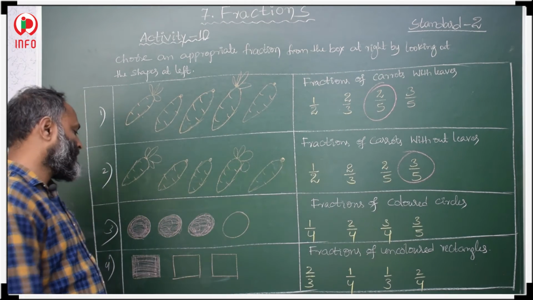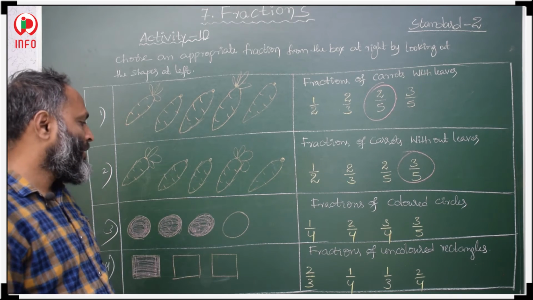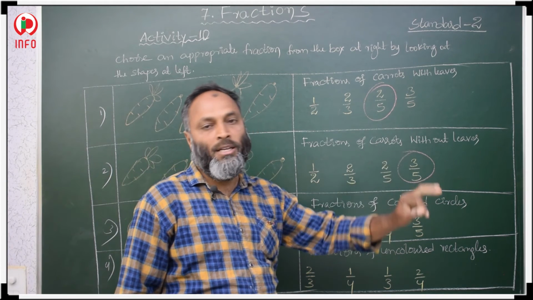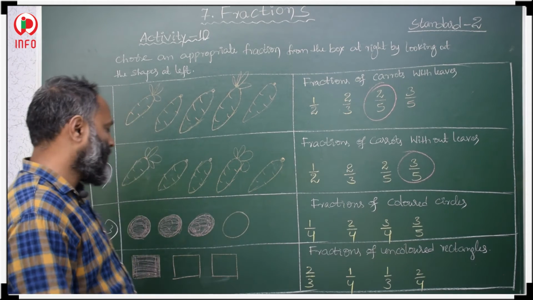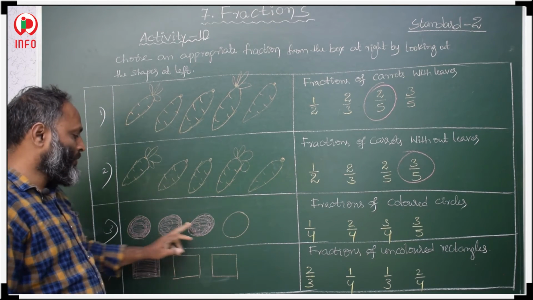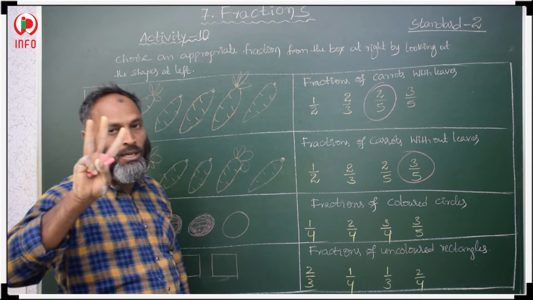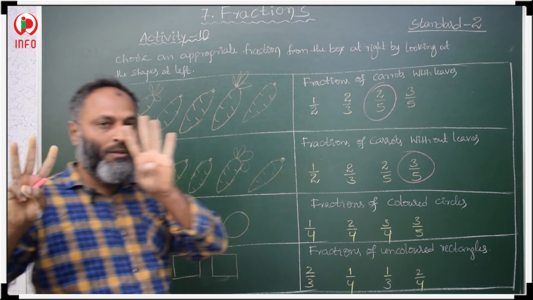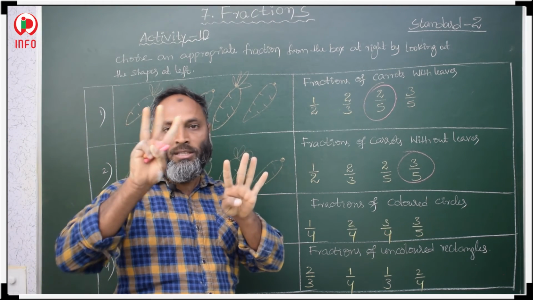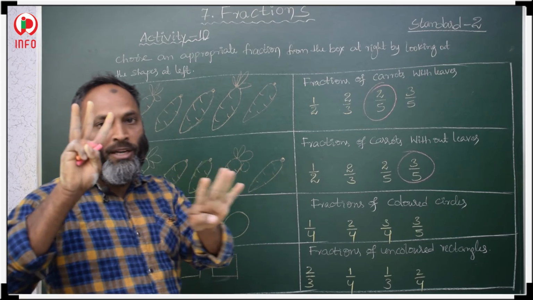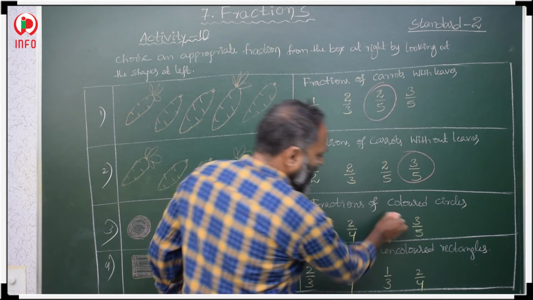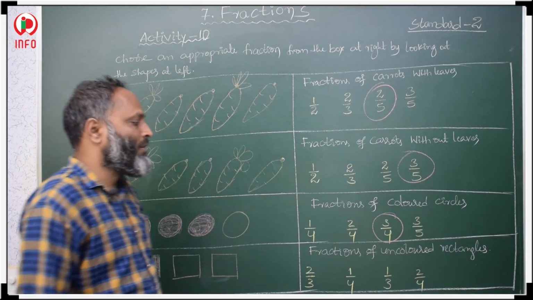The next one, here some circles are given. What it is asking is fractions of colored circles. Colored circles 3, 1, 2, 3. 3 circles are colored. Total circles 1, 2, 3, 4, 4 circles. Of 4 circles, 3 are colored. 3 by 4 is the right answer. So this fraction is the correct one.